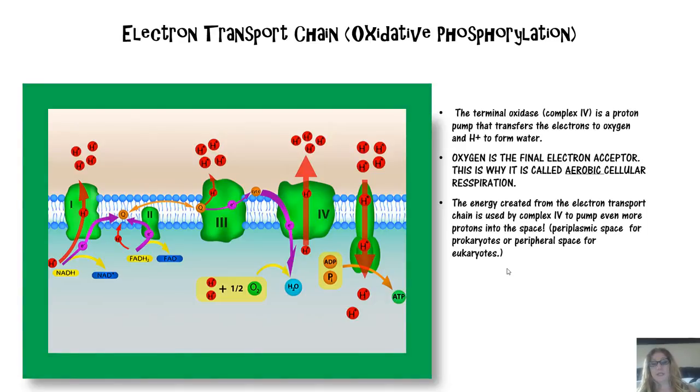The terminal oxidase is complex 4, so that's the last one in line. It is a proton pump that transfers the electrons to oxygen. Okay, so oxygen is our final electron acceptor, or our terminal electron acceptor. Which is why, if that is the case, that will be considered aerobic cellular respiration, meaning with oxygen. The energy created from the electron transport chain is used by complex 4 to pump even more protons into the periplasmic space for prokaryotes or peripheral space for eukaryotes.